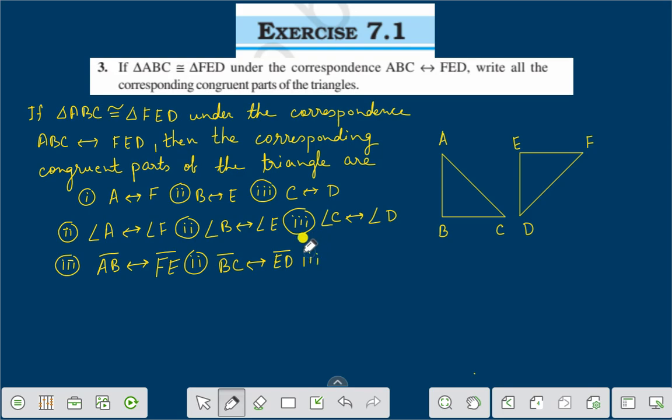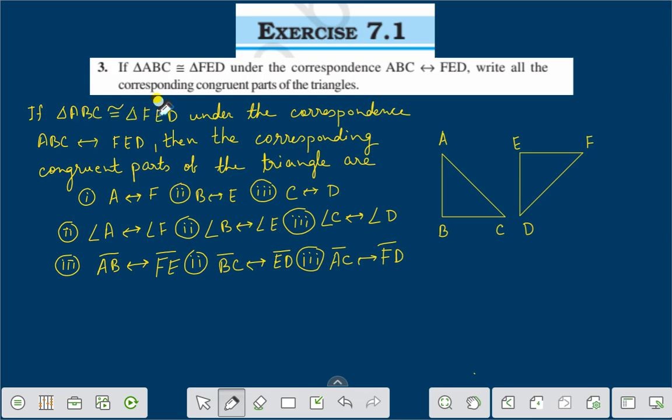Number 3 is side AC. Side AC corresponds to side FD, right?